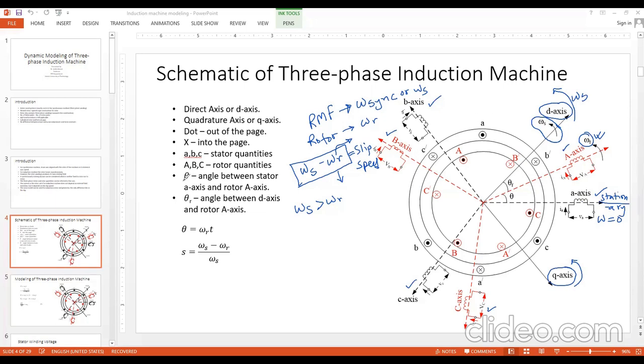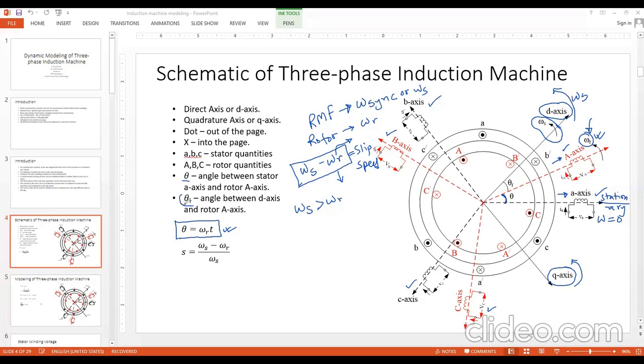Then we started with some of the notations, that is theta and theta r. Theta was the angle between the stator A axis and the rotor A axis. So specifically, this is theta. This is the angular position difference between the rotor A axis and the stator A axis. Because the rotor A axis would be moving at a certain speed, omega r, and the stator A axis would be stationary, with respect to time this distance theta would be changing. That can be represented as a function of time in this manner: theta equals omega r into t.